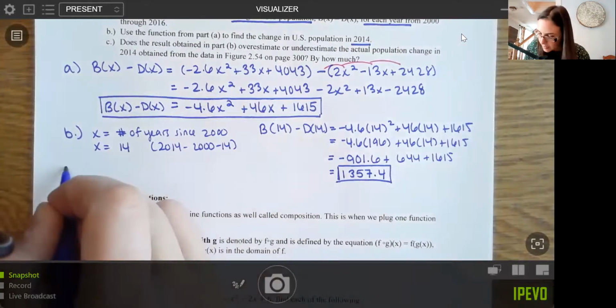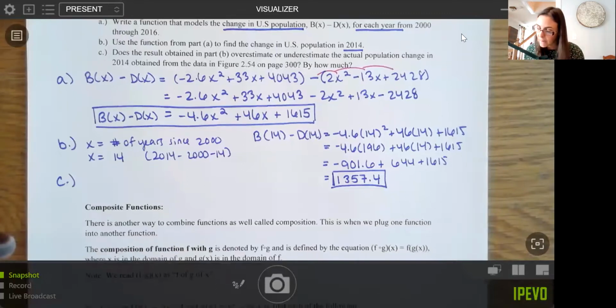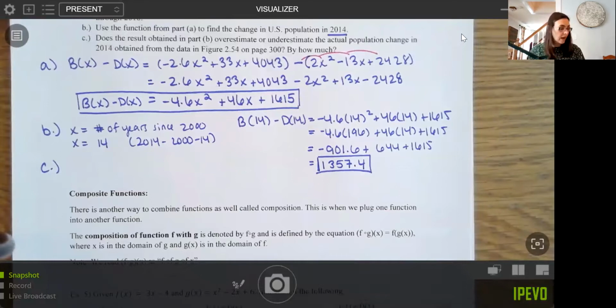Okay, so our last piece here is, does the result obtained in part B overestimate or underestimate the actual population change in 2014 based on the graph on page 300? So let me show you that. I didn't want to copy it in again, so I'm just going to bring it up on the screen.